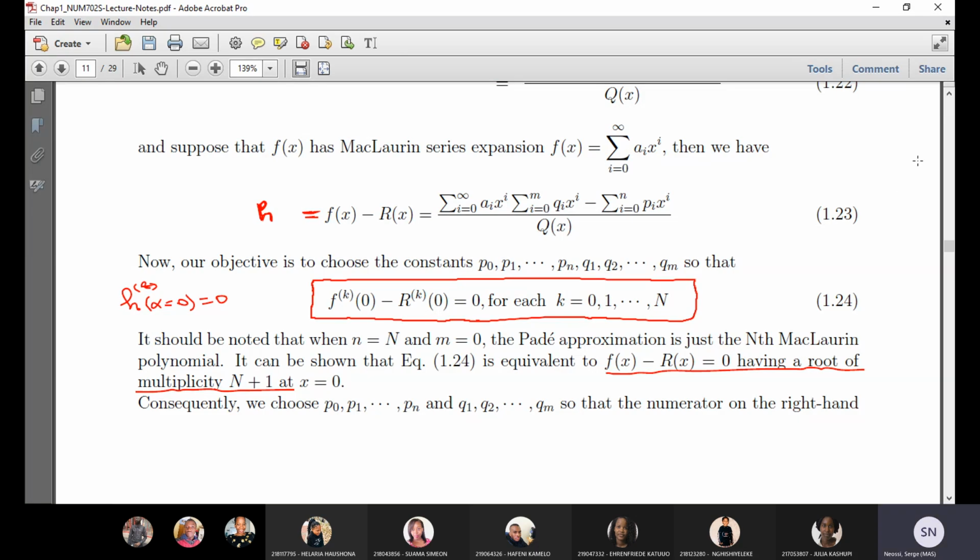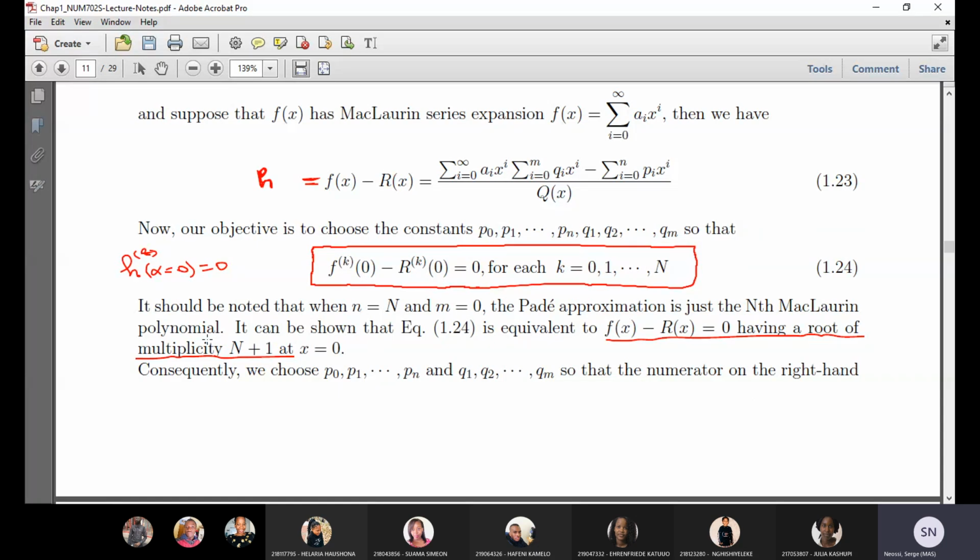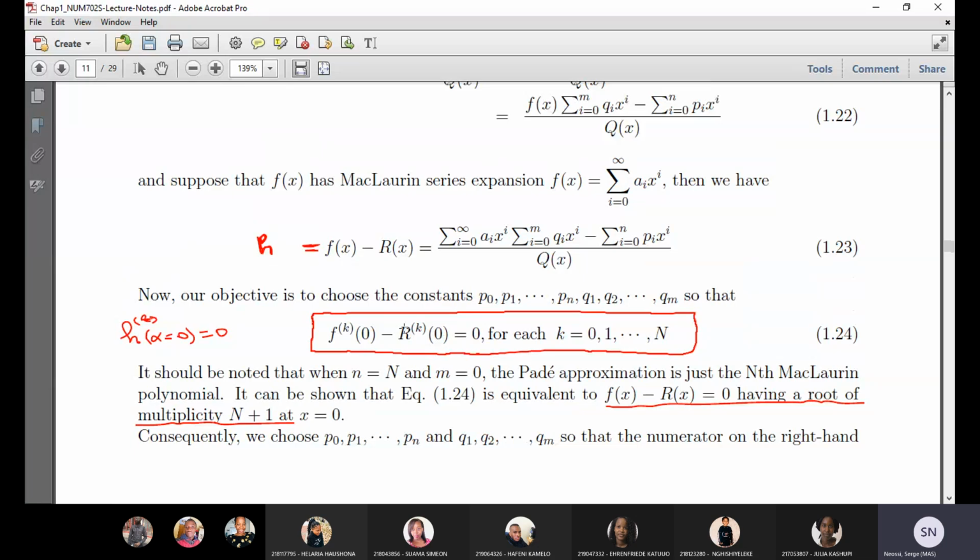So this imposition leads to the fact that the multiplicity of the difference, the function f minus r, at the root x equal to 0 is n plus 1. That is what it means. So that's what we are imposing, to obtain the algorithm that will allow us to determine all these coefficients. So that's something we impose.